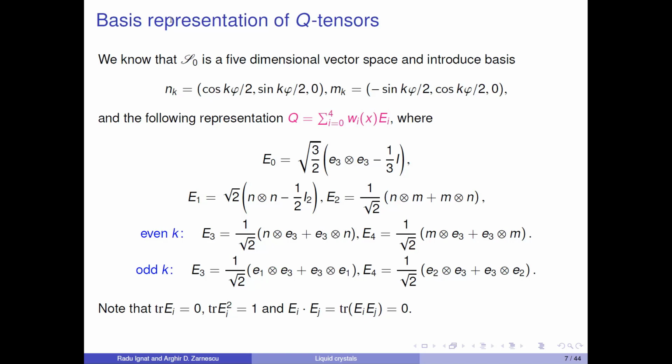It is 5-dimensional, so it should be 0, e1, e2. And I'm going to add e3 and e4, different ones, depending on whether I'm working with even or odd k, because as I mentioned, there will be quite a few differences. And what is the meaning of these? Well, they are Q-tensors. They are unit norm in this Frobenius norm, which is just the scalar product on the space of matrices. So this is the scalar product. And so this is just an orthonormal basis.